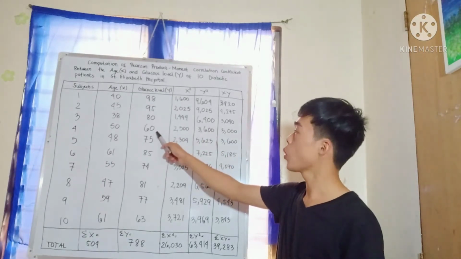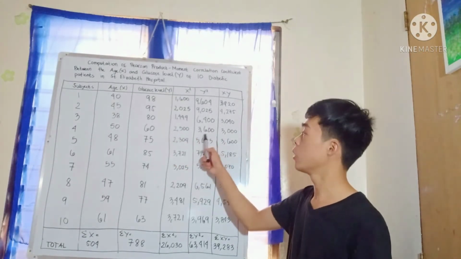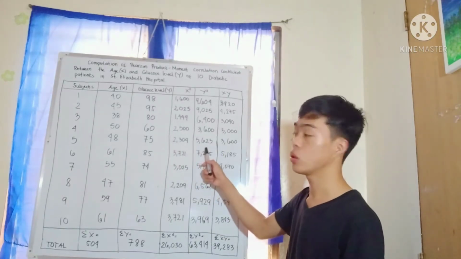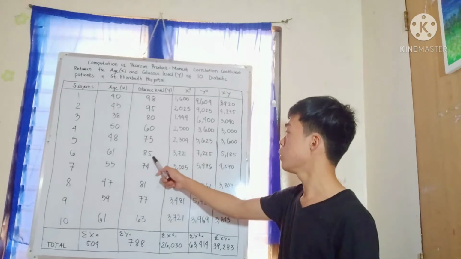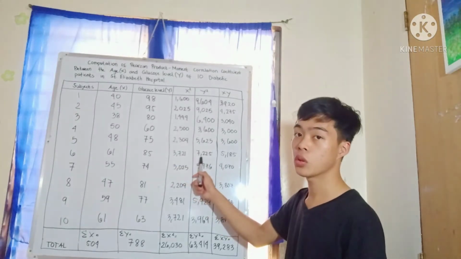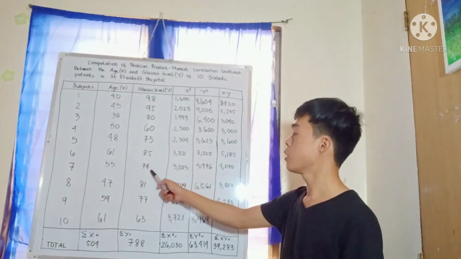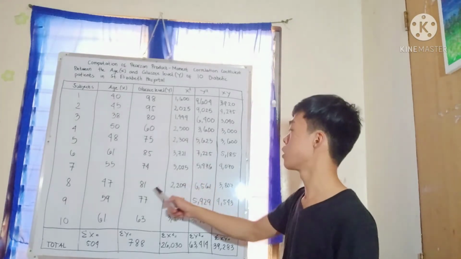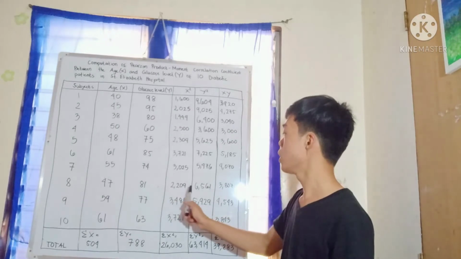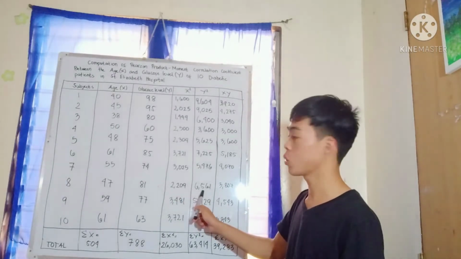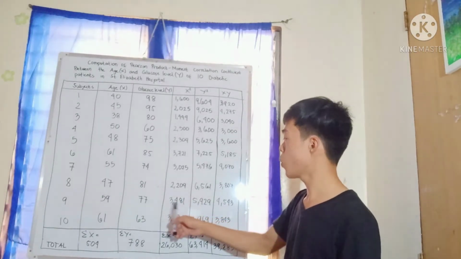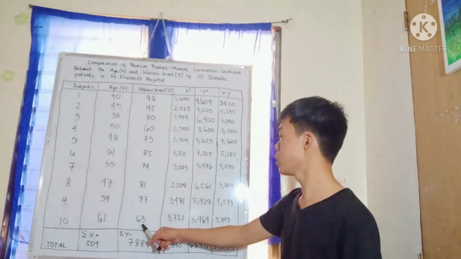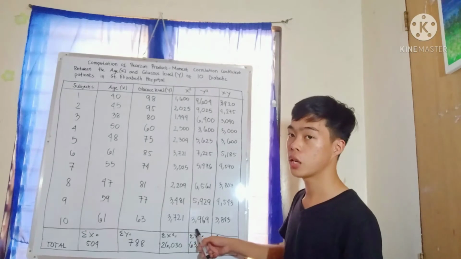60 squared is 3600. 75 squared is 5625. 85 squared is 7225. 74 squared is 5476. 81 squared is 6561. 77 squared is 5929. 63 squared is 3969.